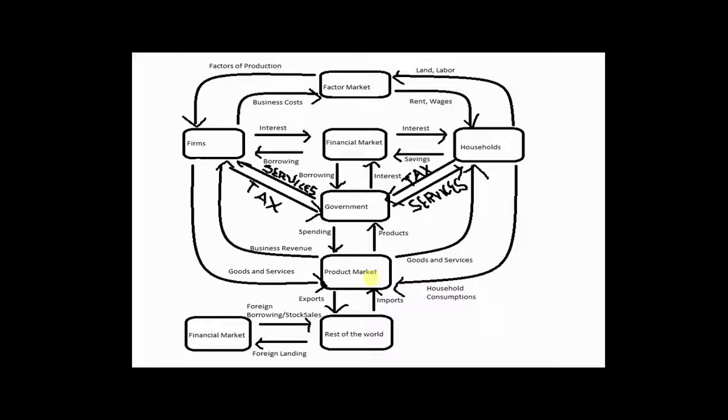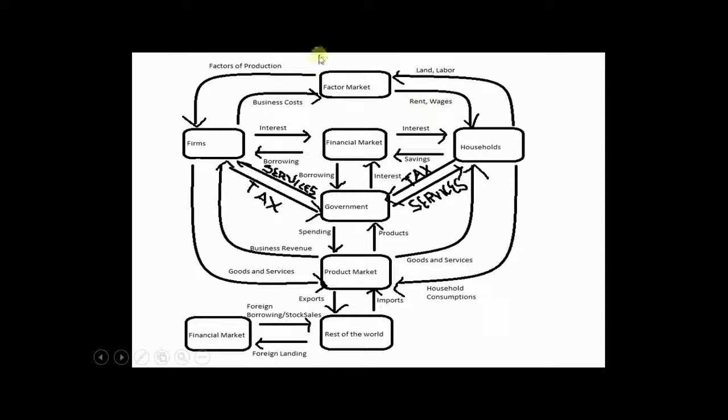If you look between households and the financial market, the households put their savings into the banks in exchange for interest. Between the households and the government, we pay tax, that is the households, and in exchange we get government services. And we already talked about the relationship between the households and the factor market.